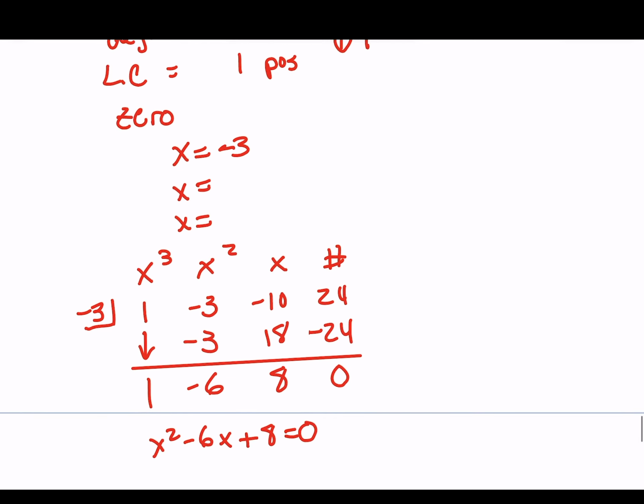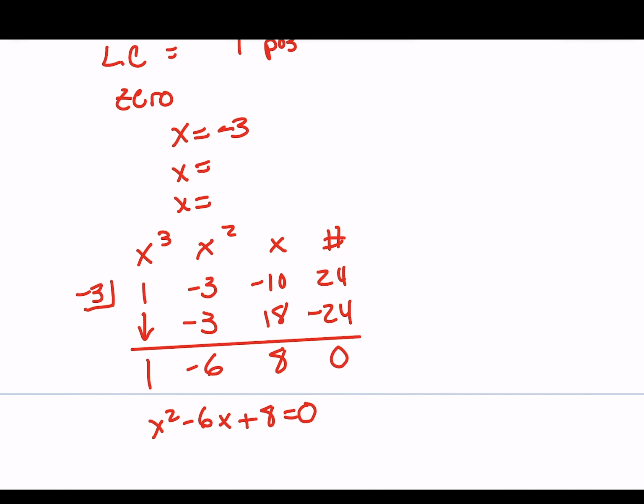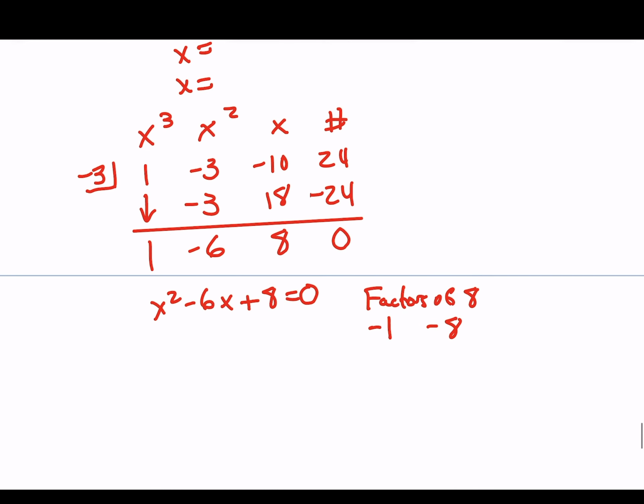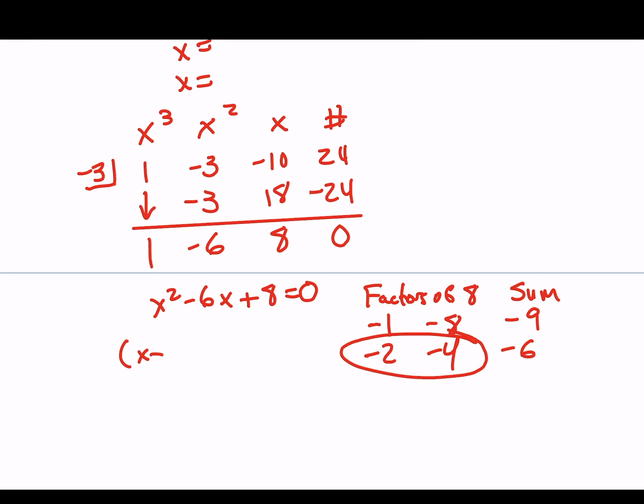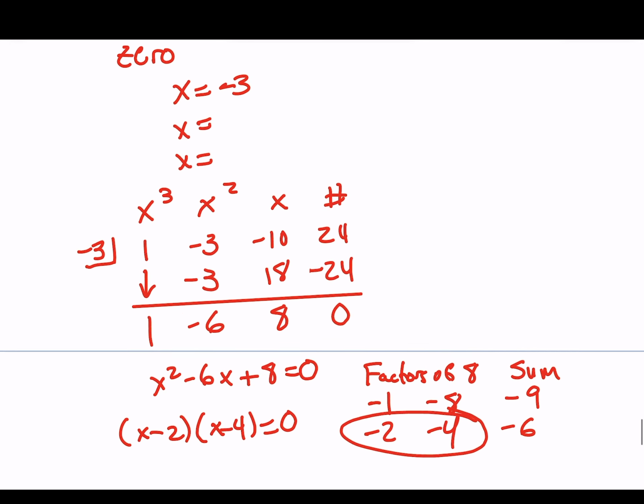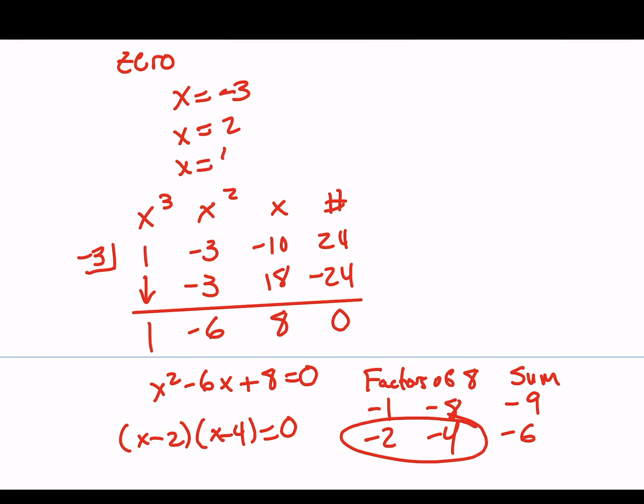Well, now that we've found 1 zero, can we factor out the others just using the AC method? Well, we're looking for the factors of 8. And we have a negative on our middle term. So we need both factors to be negative. So -1 and -8, -2 and -4. And then our sums are -9 and -6. So we want the last pair. And what we get is x minus 2, x minus 4 equal to 0. So that gives us our zeros, which are 2 and 4.